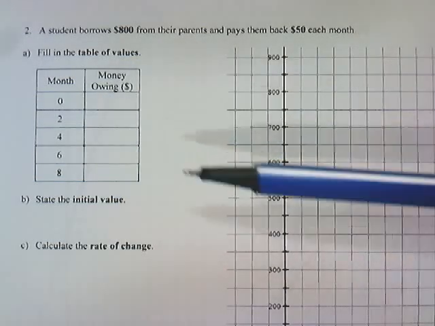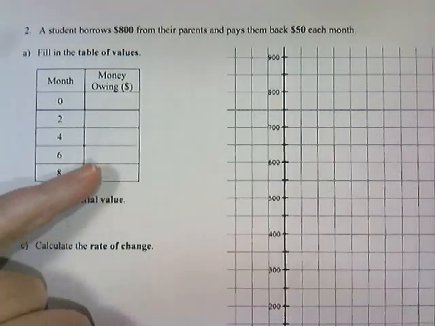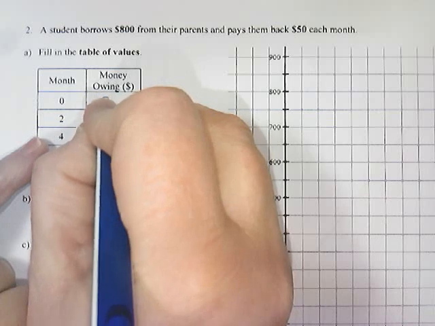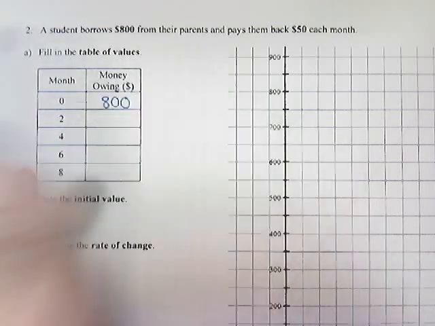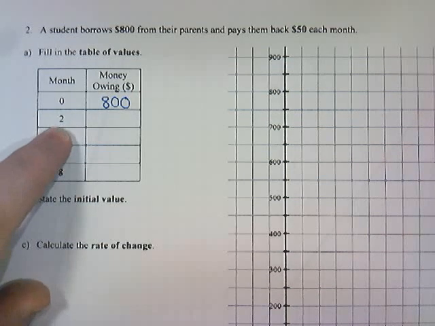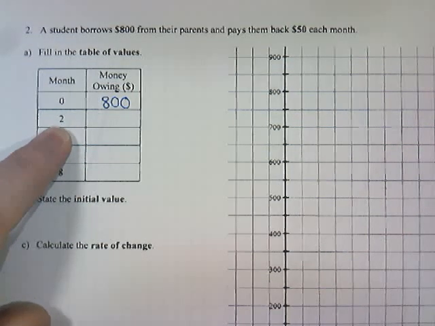So month 0 would be at the very beginning when they borrowed the money. So they borrowed $800 from their parents. So that initial amount is 800. And then you'll notice we're not going up by ones, we're going up by twos.